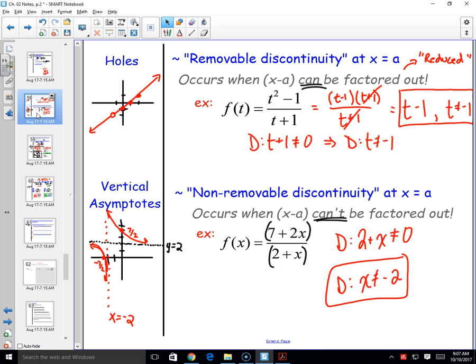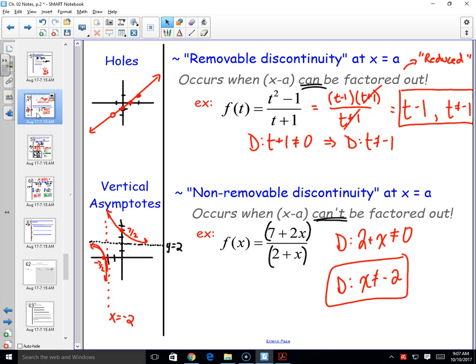Yeah, I looked at the denominator, and I figured out my domain first of all by setting that 9 equal to 0, subtracting 2 from both sides. So I figured out -2 was a problem. How did I know it was a vertical asymptote? I asked myself, does 7 plus 2x match 2 plus x? And the answer was no. So since you can't simplify, this had to be a vertical asymptote.